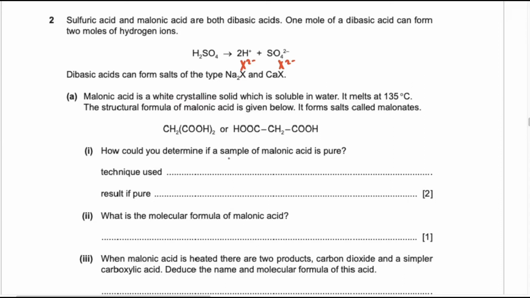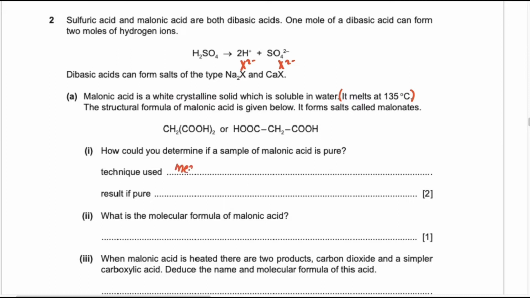How could you determine if a sample of malonic acid is pure? To know whether it is pure or not, we have to check the melting point. They give you the information: it melts at 135 degrees Celsius. You may have heard of this in water. If the water is pure water, it boils at 100 degrees Celsius. If you have something in the water, like if you put salt or sugar in the water, then the boiling point is greater than 100. So we use the same technique to answer this.